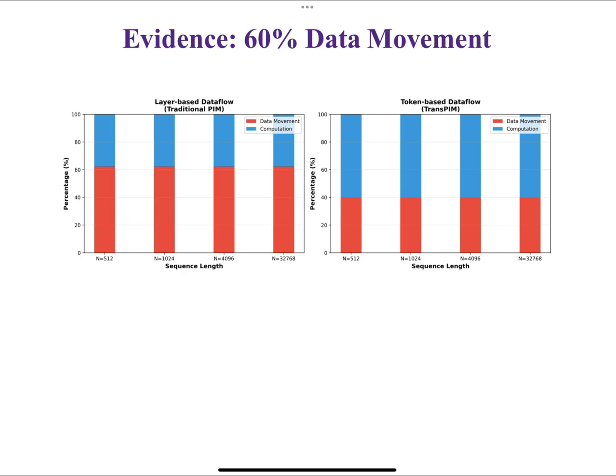Here is the latency breakdown I reproduced. On the left side, for the traditional method, the red portion, data movement, takes over 62% of the total time. On the right side, for TransPIM, data movement drops to 40%. Just changing the data flow pattern already provides a big improvement. This chart clearly shows that the main bottleneck is not compute, it's memory traffic.